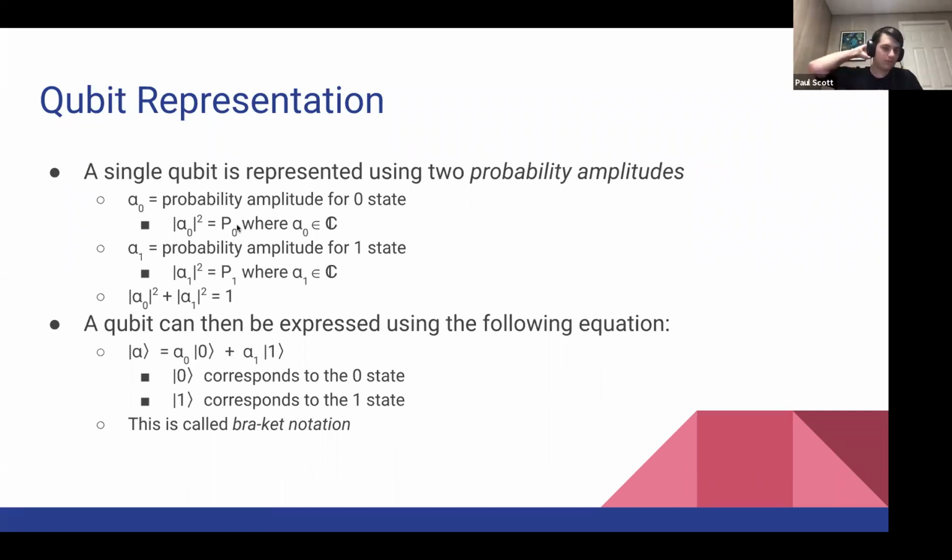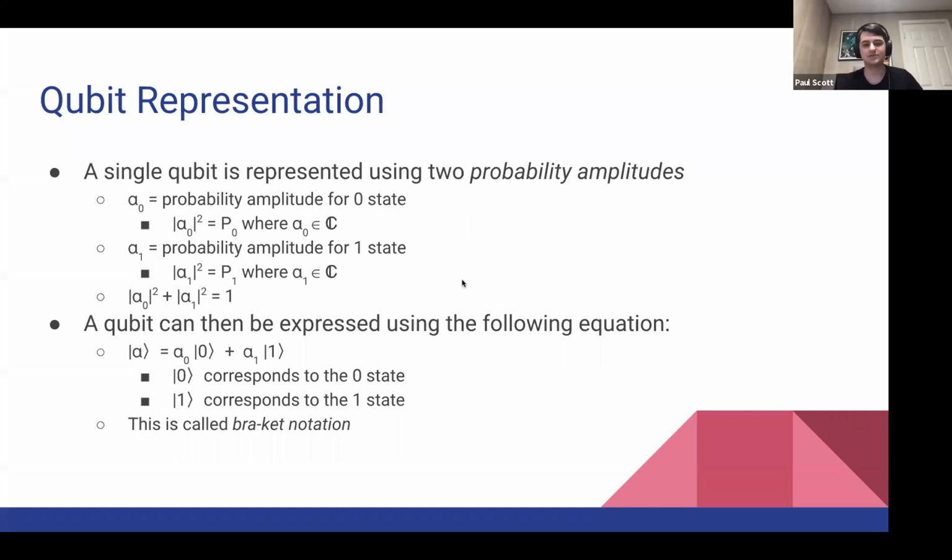And the reason why we don't just use the probability of 0 is because this allows for our alpha 0 to be a much more versatile number. Since a probability can really only be a positive, from 0 to 1 real number, by using probability amplitudes, it allows us to go into the complex range. So probability amplitudes can be complex, they can be real, they can be positive, they can be negative. But once we take the magnitude and we square it, it has to be a positive real number, basically.